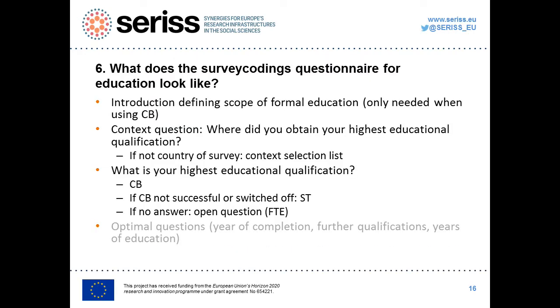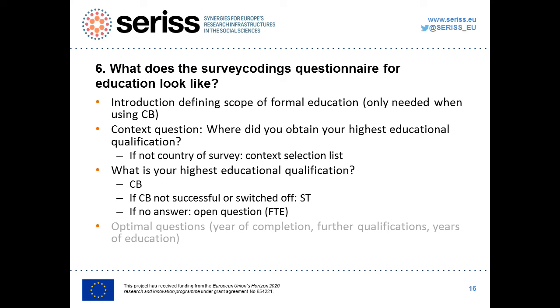So what does the survey codings questionnaire for education look like? You've seen some of this before already. First of all, we have an introduction that defines the scope of formal education. This introduction is only needed when using the combination box, so the search field, because it aims at clarifying the understanding of formal education for the respondent, so they know exactly what to type in.